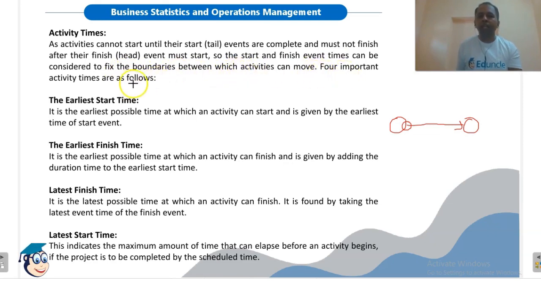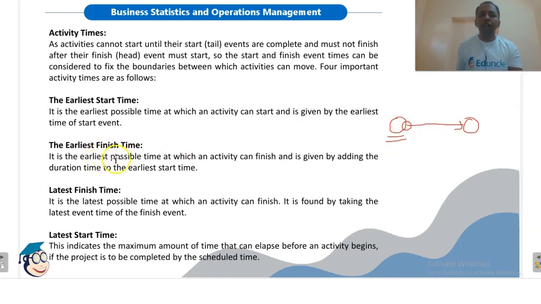Four important activity times are as follows. These are the four important activity times in the critical path method. First one is the earliest start time. It is the earliest possible time at which an activity can start. So जल्दी से जल्दी, at the earliest when we can start an activity, that is the earliest start time, and it is given by the earliest time of the start event. This is the start event of this particular activity.